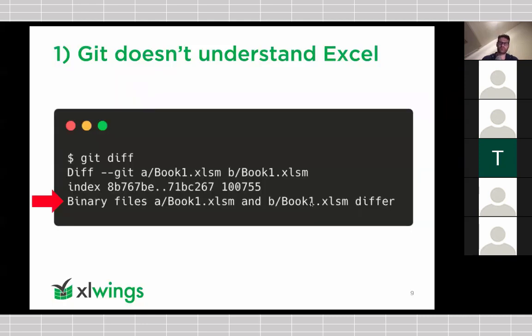And so let's see, what are the issues that we have when we use Git with Excel? So the first issue is that we can't just use git diff. Git will just tell us it's a binary file and they differ. So it's smart enough to recognize that, but it doesn't give us any additional information on top of that.